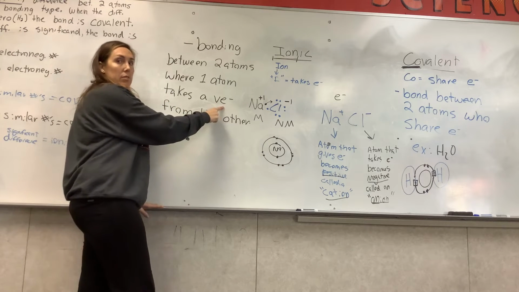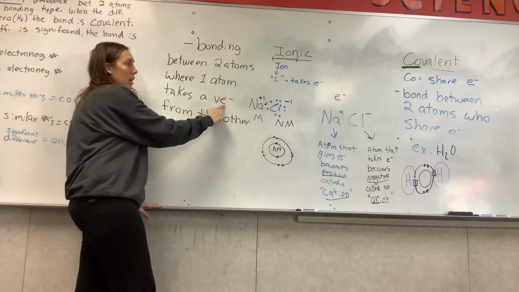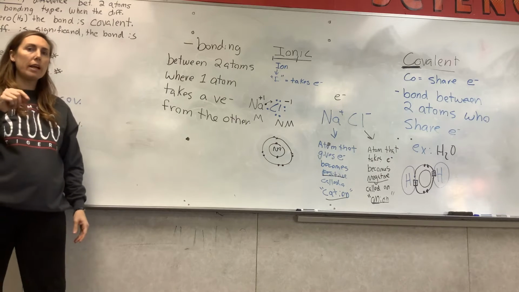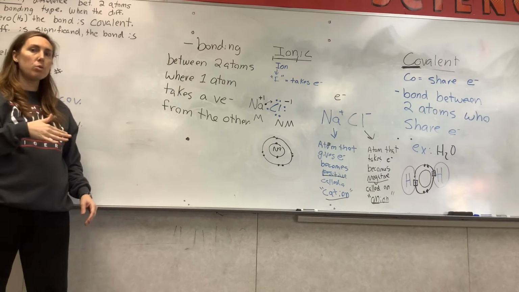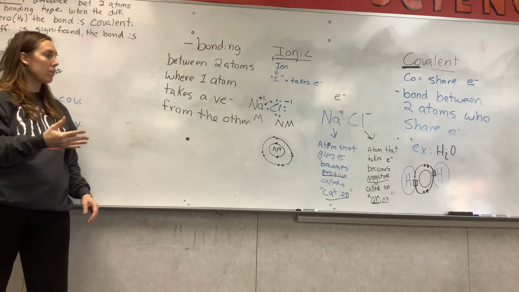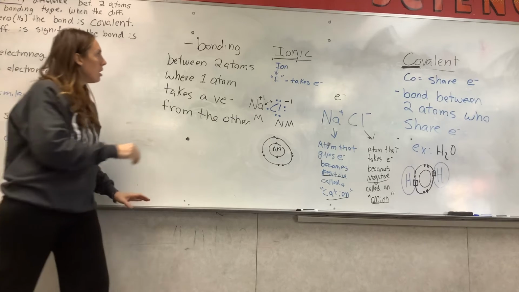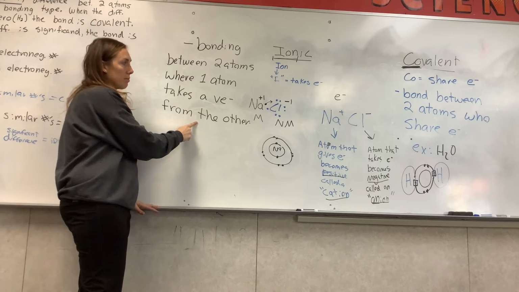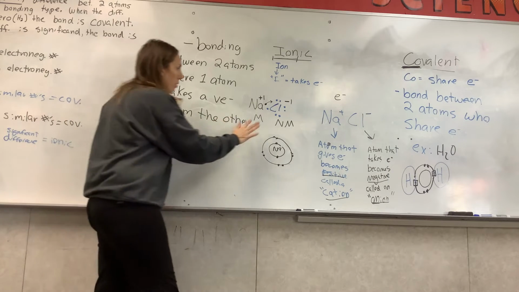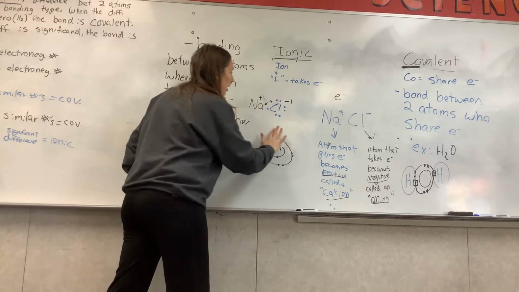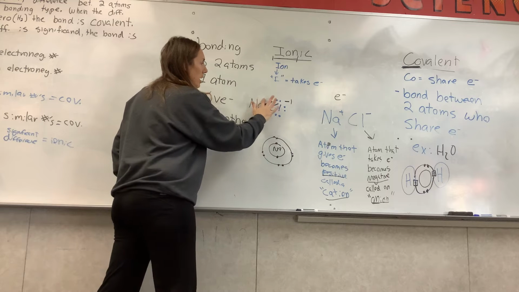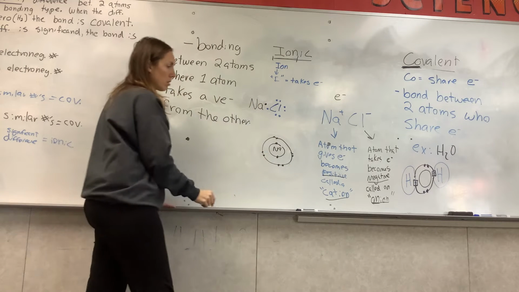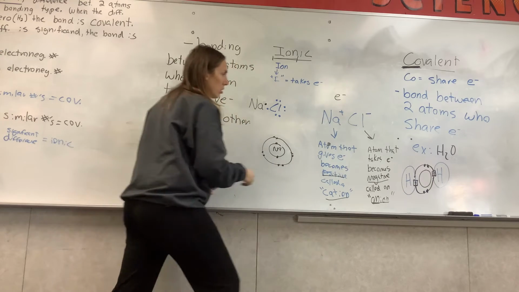What do you think that stands for? Valence electron from the other. Remember, you can't take electrons that are in inner shells. You can only take electrons from the valence electron shell. So this is the definition I want you to put for ionic bonding. And our example is going to be this right here, Na and Cl, which is salt, sodium chloride.